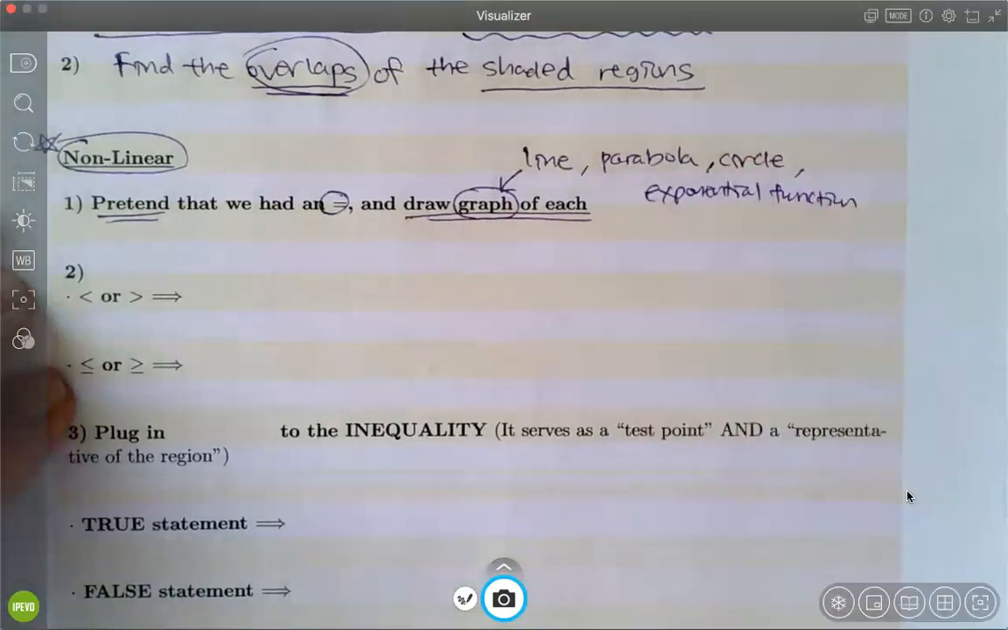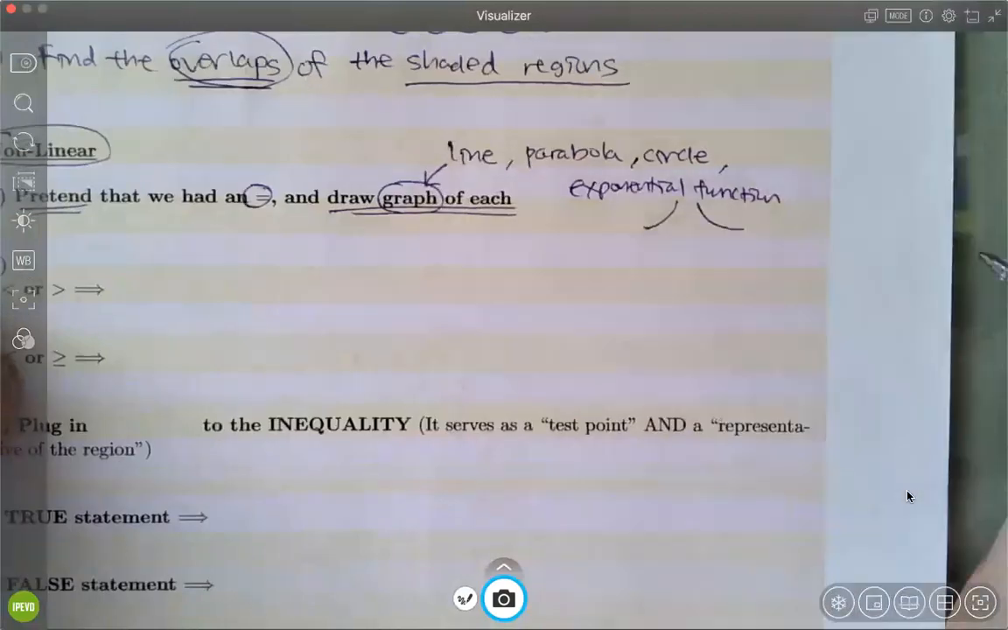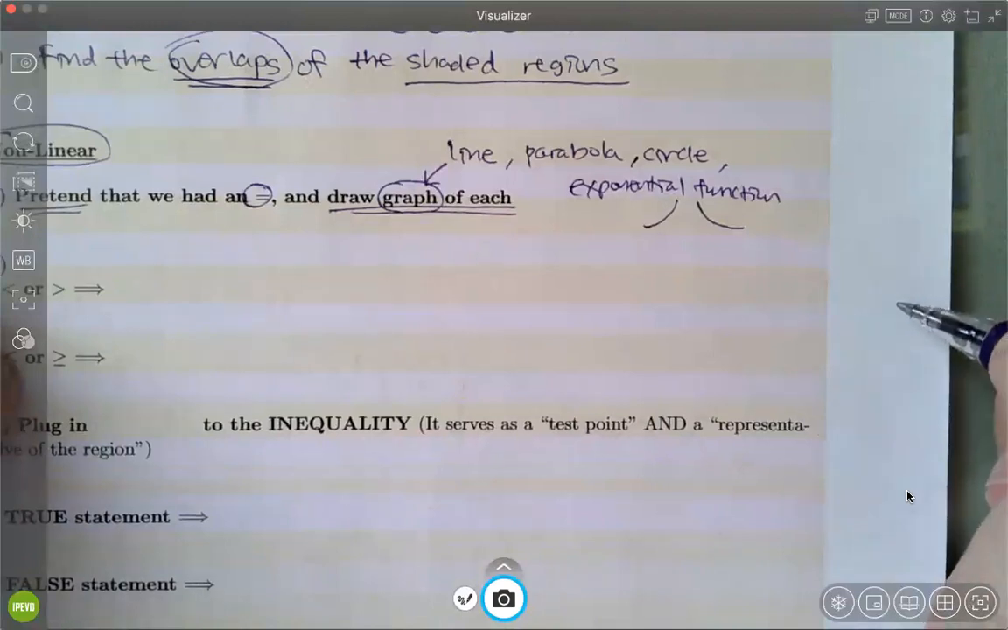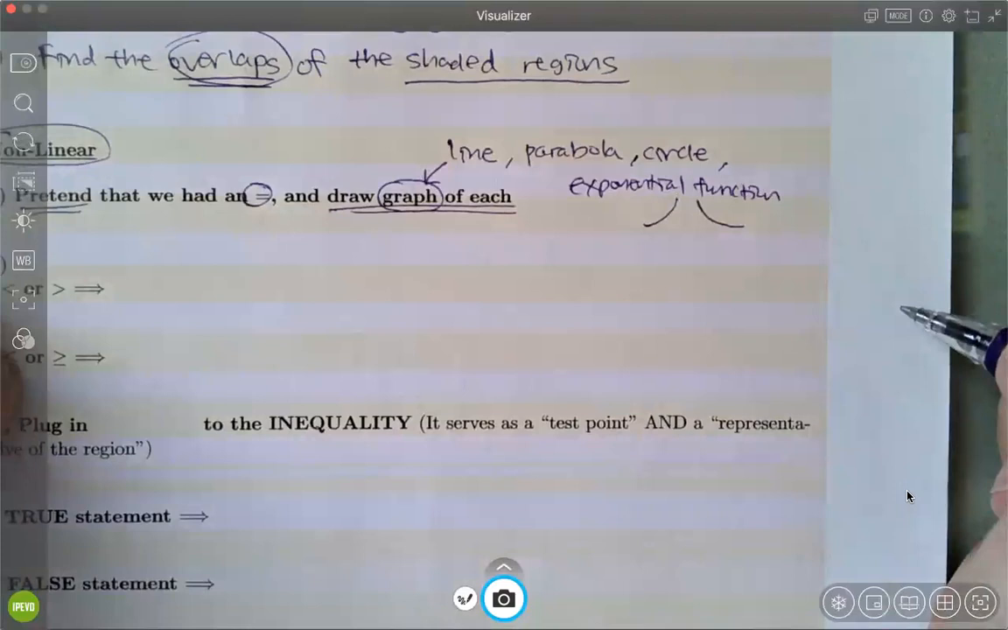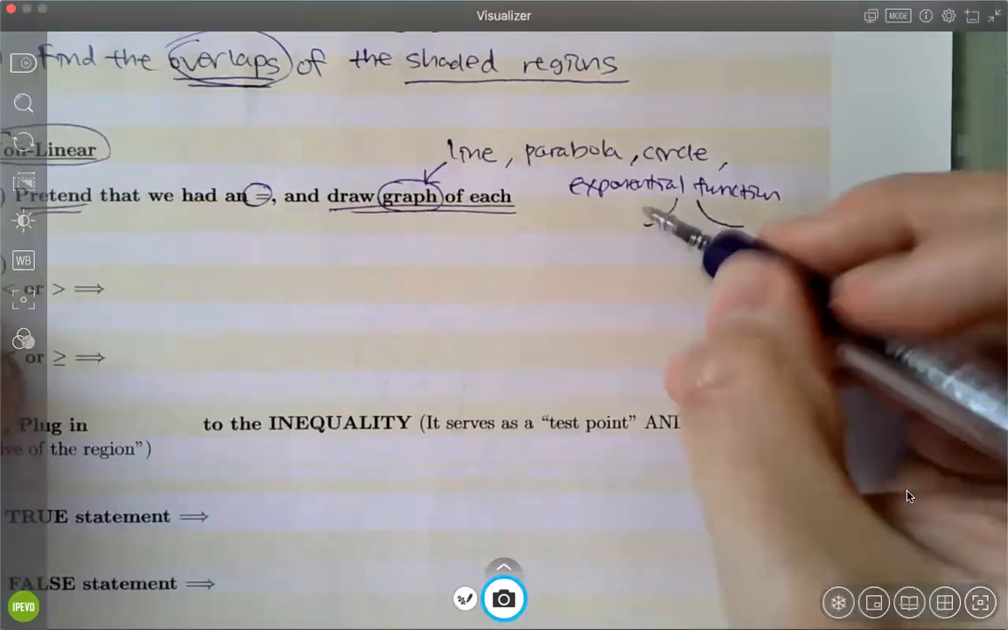whose graph is what? Like this one or this one, remember that? Increasing curve or decreasing curve for the exponential function, which is something that you have to know for tomorrow's exam, right? Yeah, I think I told you too much, so whatever. So either lines or parabolas or circles or exponential curves.